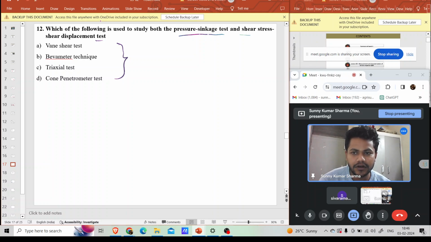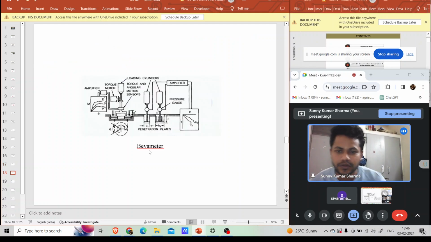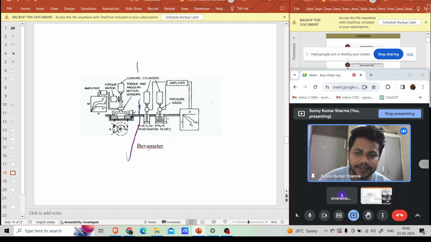From what technique or test do we study both the pressure sinkage test and the shear stress shear displacement test? RMT technique, sir. Yes, this is correct. So this is a Viva meter. From which part is used to study the pressure sinkage test, and which part is used to study the shear displacement test? Can you identify?